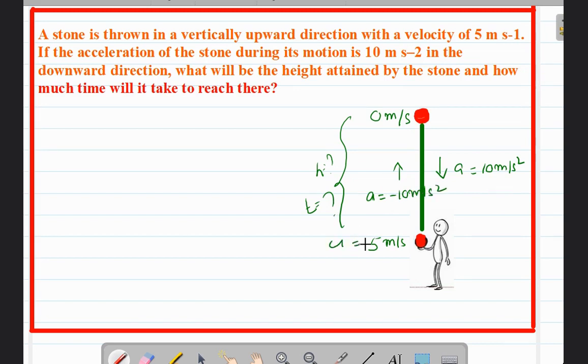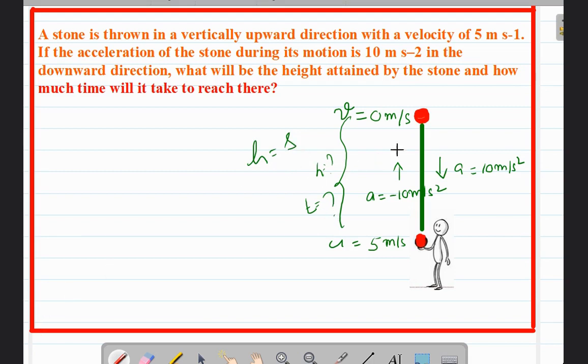So my initial velocity in this case is 5 meter per second. My final velocity is 0 meter per second. H is unknown to us. Here basically my h is the distance covered by the body, and t is again unknown to us.